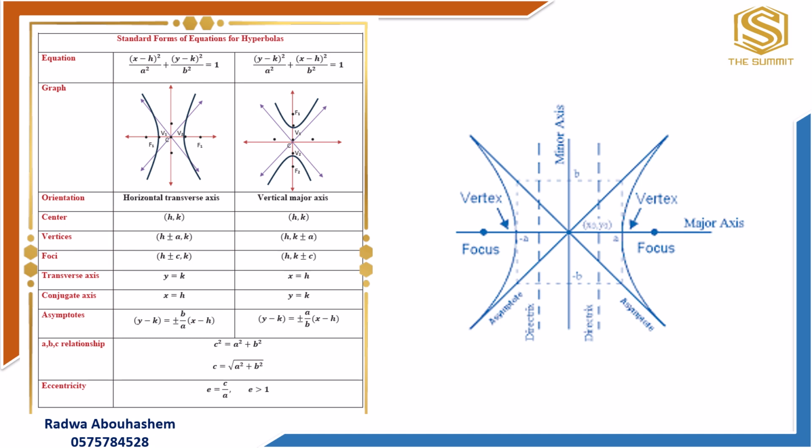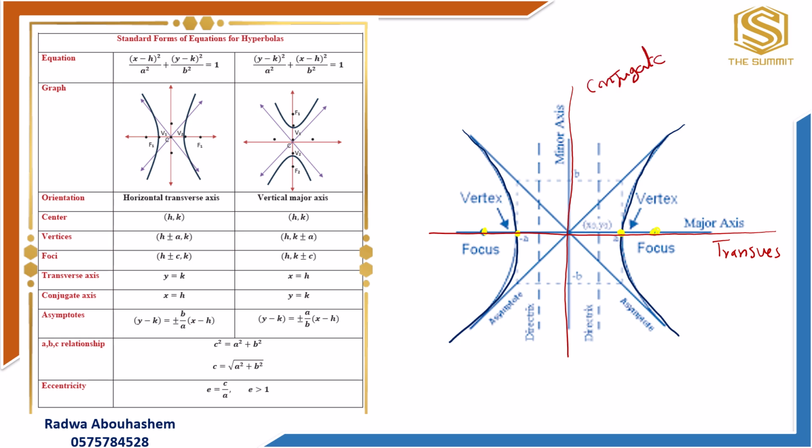Okay, let's go for the hyperbolas. The hyperbola is just like two parabolas, but opposite to each other. And of course, we have the focus here: a parabola and another parabola, so you have a focus and another focus. Here is a vertex, and here's the other vertex. Now, we have two axes. The major axis, we call it the transverse axis, and the minor axis, which is the conjugate axis. We also have a line we call the asymptote, which is a line that does not touch the curve.